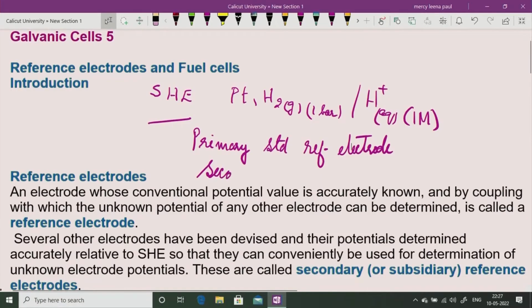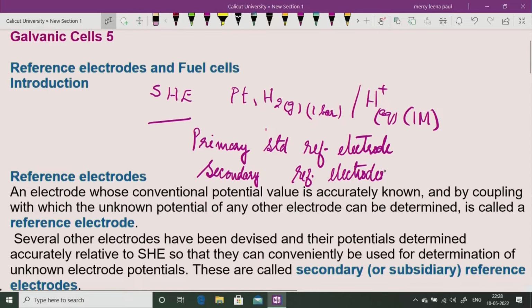So, we are going to find out some of the electrodes which can be set up easily and conveniently used, and such types we call secondary electrodes. And if it is in standard conditions, you can have it as a standard reference electrode. So, we have two types of reference electrodes: one is the primary, and we have only one primary, the standard hydrogen electrode, that is SHE, and you can have some of the reference electrodes which can be easily set up and used for experimental purposes.